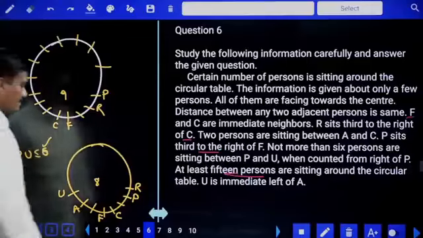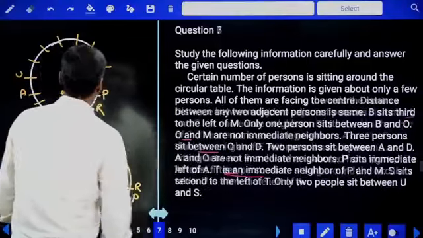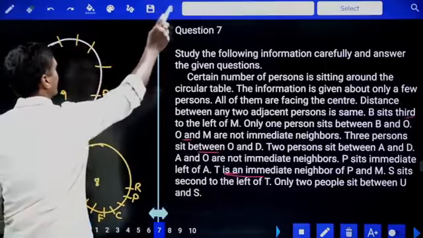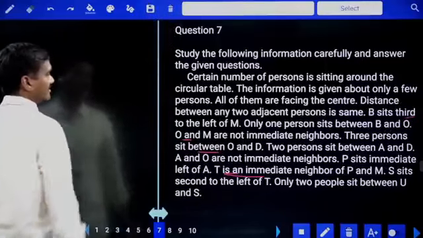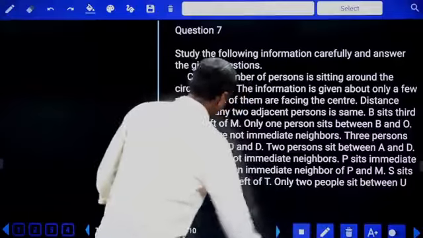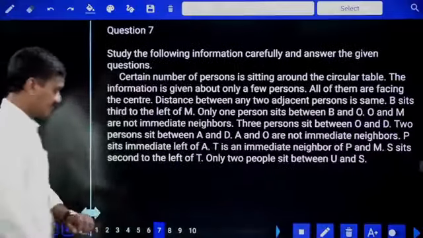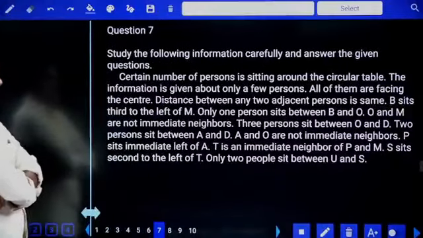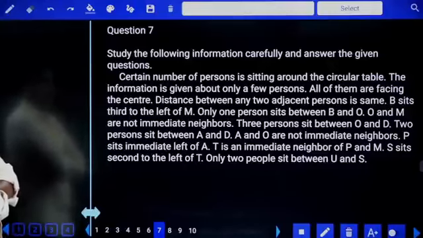Done? Now set number 6. Then set number 7 is again based on a circular arrangement. Start working on this one. Information is given about only a few, and all of them are facing the center.